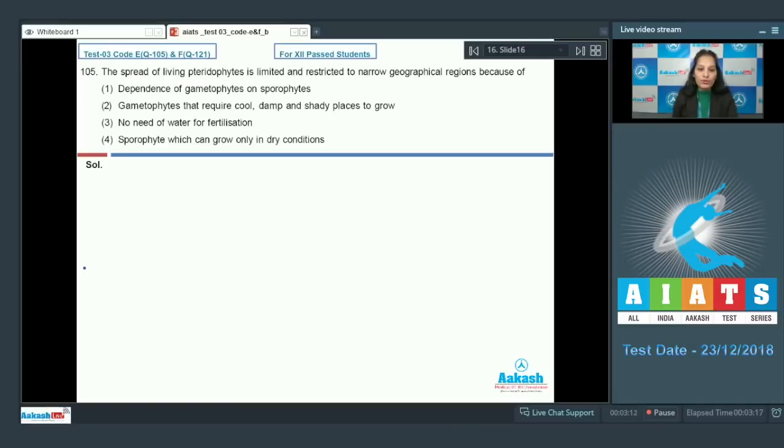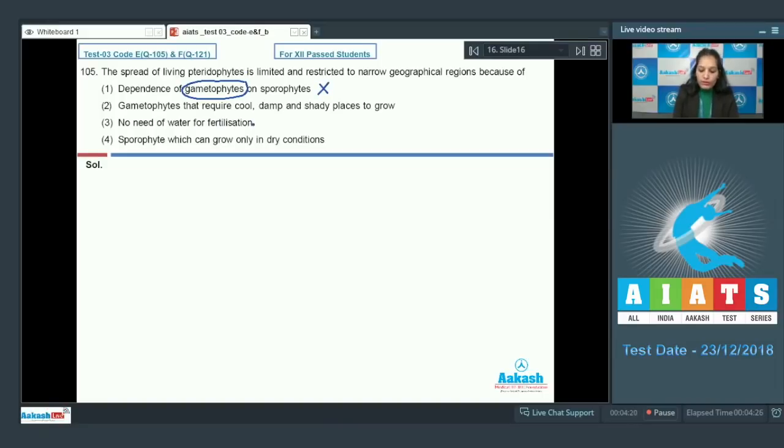Female archegonium has egg. So these antherozoids have to swim in the water to reach the female gamete. So they need water for fertilization. And this is one of the reasons that their spread is limited to narrow geographical regions. Second, the gametophyte of the pteridophytes requires cool, damp and shady places to grow, and these conditions are restricted to narrow geographical areas, hence they are also restricted to narrow geographical regions. So first option, dependence of gametophytes on sporophytes, no. In case of pteridophytes, the gametophytes are independent. Prior to this group, in case of bryophytes, gametophytes are independent. Here also, in case of pteridophytes, the gametophytes are independent, not dependent on sporophytes. So this option is ruled out.